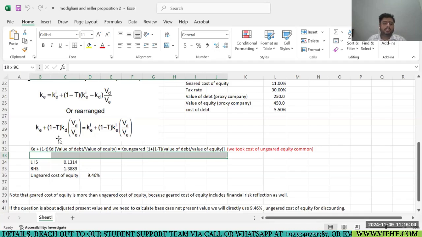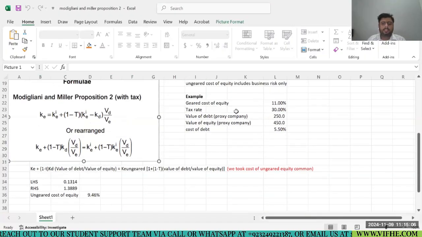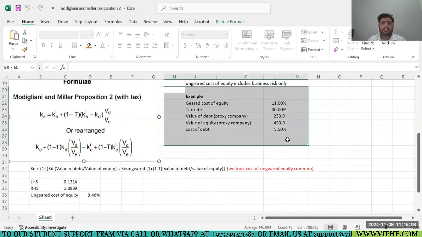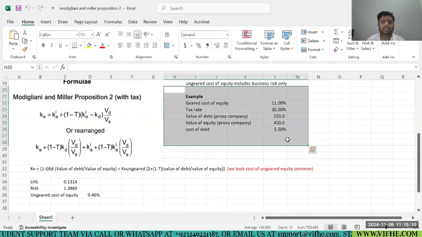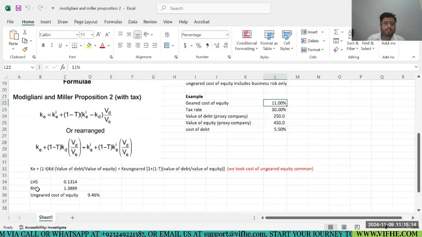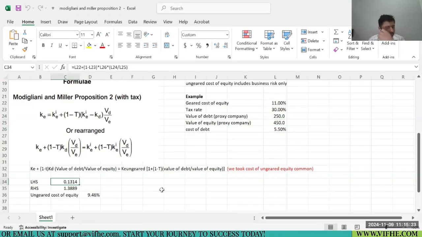Now what we do is that we can calculate, for example, if we have this data and we are supposed to calculate ungeared cost of equity. So we have geared cost of equity, that is 11%, tax rate 30%, value of debt 250, value of equity 450, and cost of debt 5.5%. So we can calculate the left hand side.